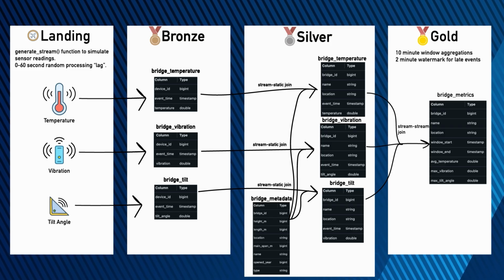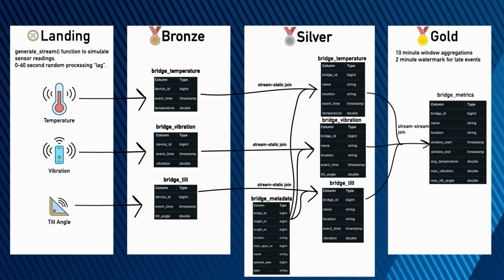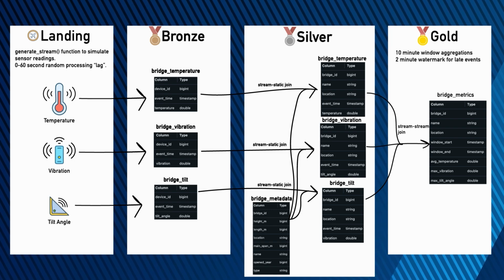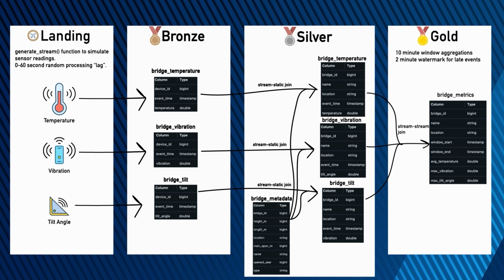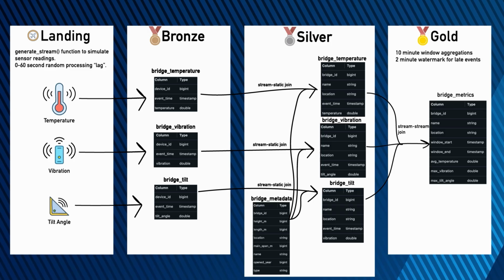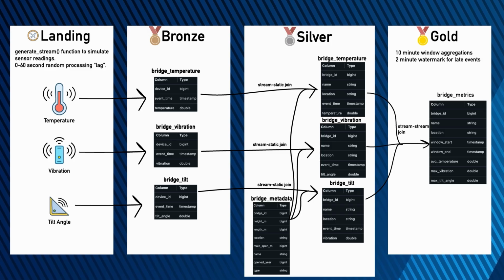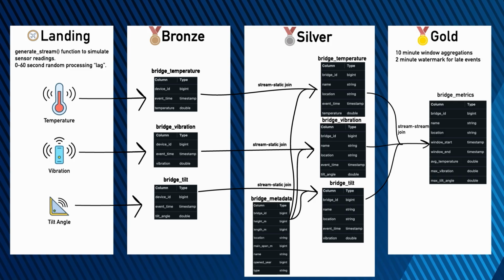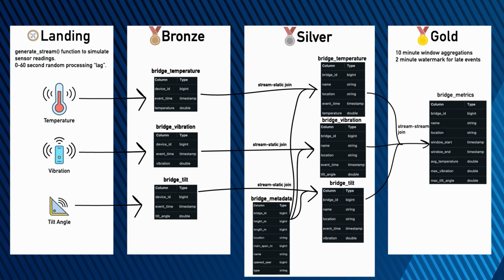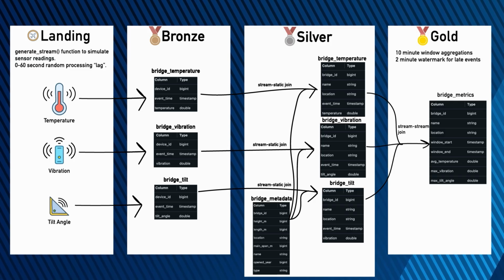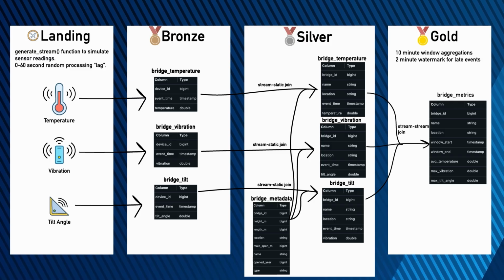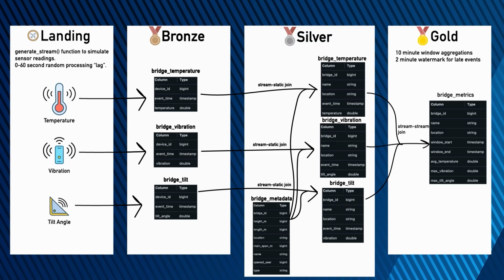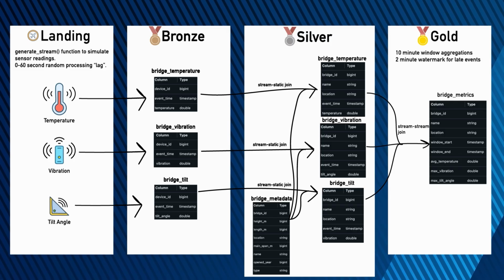In this layer, we're computing 10-minute aggregates of the readings. For each bridge in the incoming stream, we calculate the average temperature over the 10-minute window, the maximum vibration recorded in that same window, and the maximum tilt angle recorded in that window. We apply a 2-minute watermark to accommodate the intentional timestamp lag at the source. This lets us include any slightly late events before closing each aggregation window, while still bounding state and dropping anything that arrives beyond that delay.